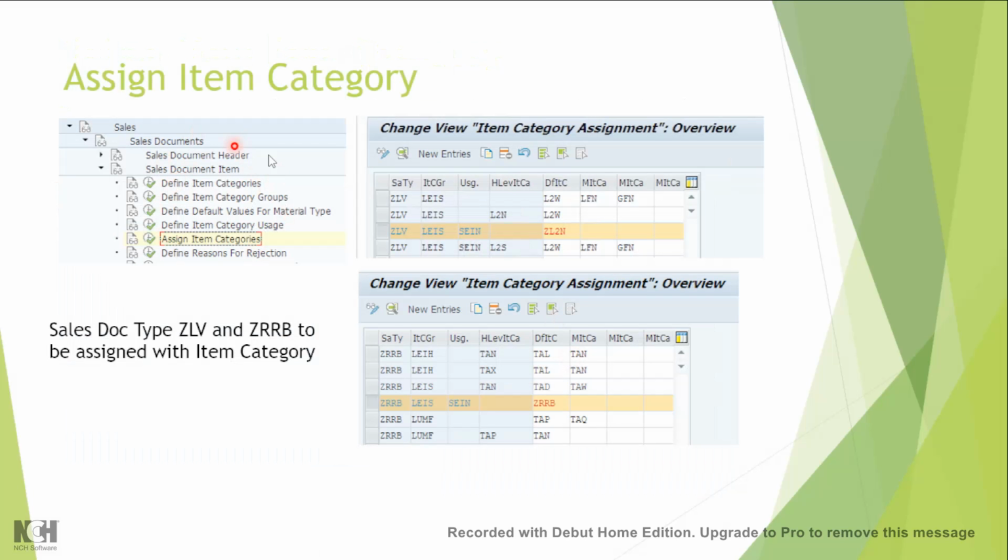After you have created the item category, now you need to assign the item category to your sales document type. So you assign ZLV sales order type with ZL2N and ZRRB item category to your sales document type ZRRB. Also ensure that in the usage you mention SEIN and item category is LEIS in both the places.